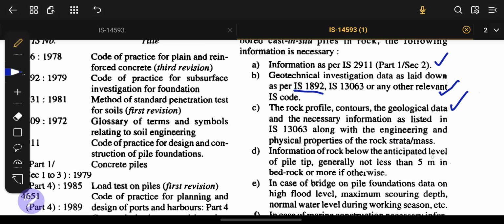Then information of the rock below the anticipated level of pile tip. So say you are expecting that your piles will go up to say 25 meters below the ground based on your preliminary geotechnical information. So you know that this is a soil type and this is a rock type, and for my given rock condition, I require piles to go at least 25 meters down, and beyond 25 meters I want at least 5 more meters of geotechnical information. Like I should have bore log data which is extending up to at least 30 meters, not less than 5 meters. 25 plus 5. If your pile length is 30 meters, then 30 plus 5, 35. So this you must ensure.